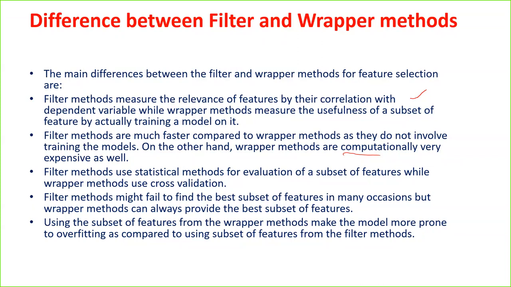Using the subset of features from the wrapper method makes the model more prone to overfitting, because every time you are checking with respect to the training data and then evaluating the performance, right? There is a chance of overfitting in case of wrapper approaches. So these are the differences between the filter and the wrapper approaches. That's all about feature selection. If you have any queries, I can take them. Otherwise, we'll move to principal component analysis quickly.